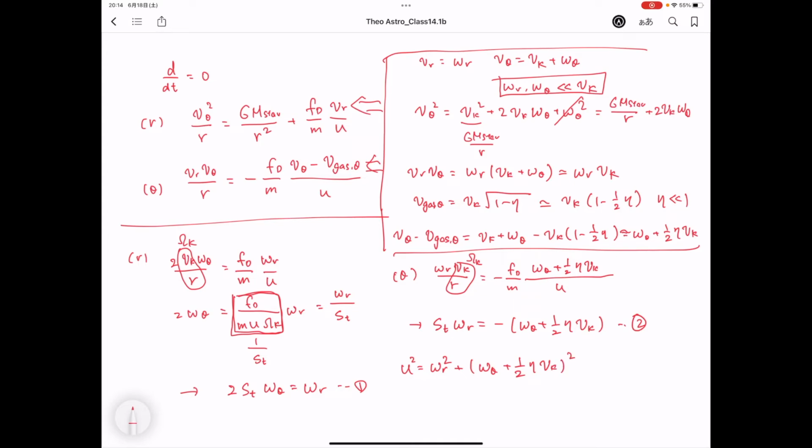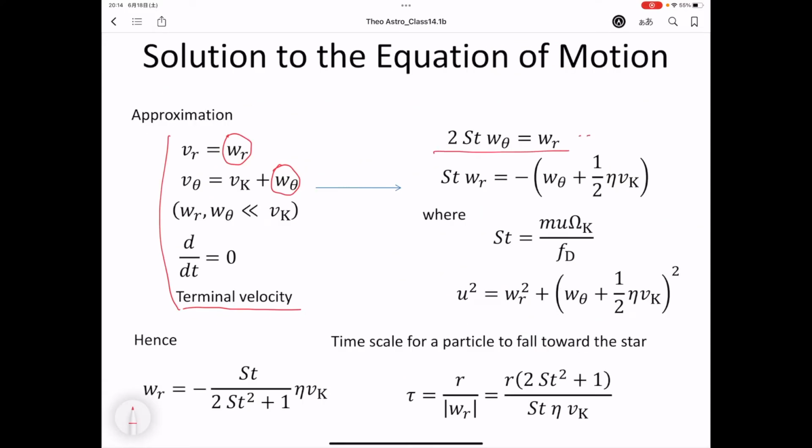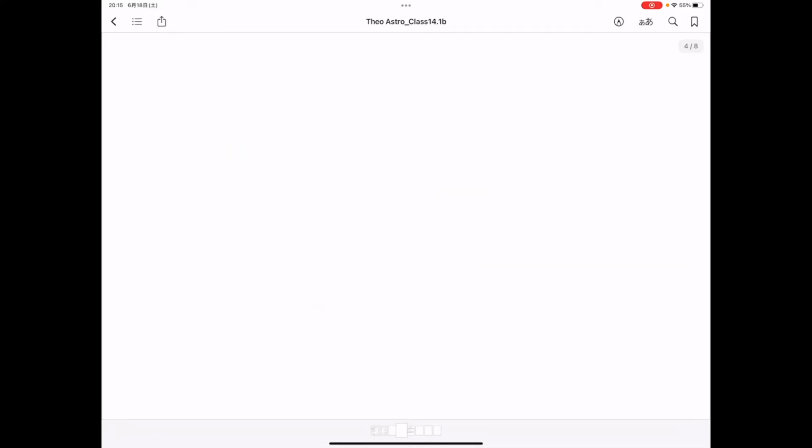Then we'd like to solve these equations, the first equation and the second equation. This is the first equation, and this is the second equation. The definition of St is given by this equation, and mu is expressed by this equation. Then we'd like to solve equations 1 and 2. Equation 1: 2 St w theta equals w_r. So from this equation, w theta is expressed as w sub r over 2 St. Then you can substitute this into the second equation.